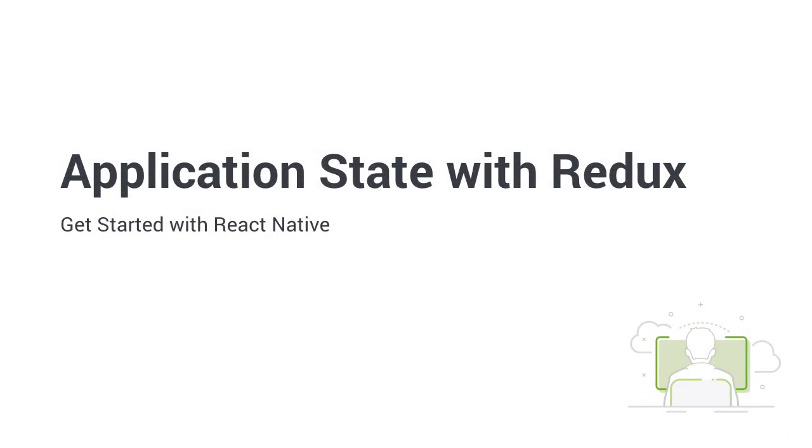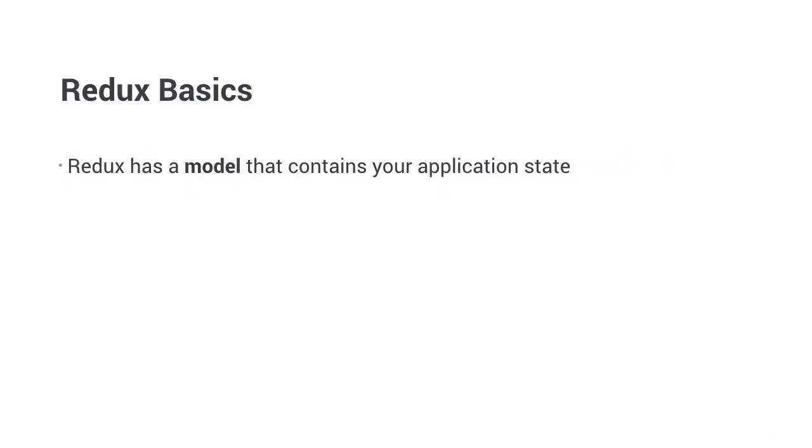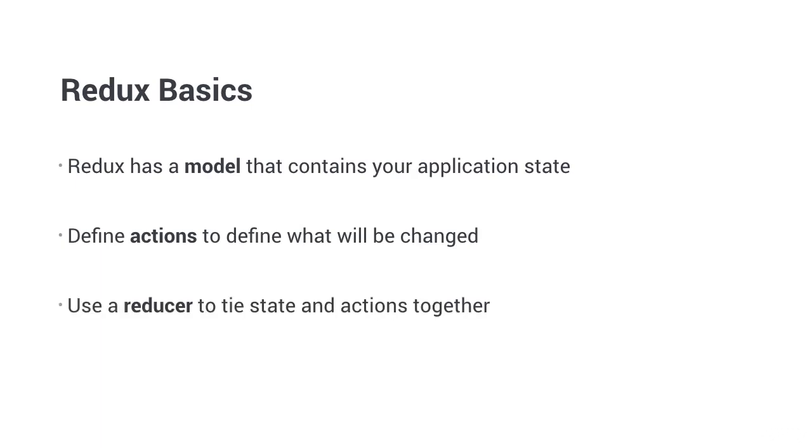In this lesson, I'm giving you an intro to Redux, which allows you to manage your application state. Redux is a powerful library and might seem scary at first, because it talks about stores, reducers and actions in its documentation. But it's actually really simple. It has a model that contains your application state, like a plain JavaScript object. To change it, you define actions that let you define what can be changed. Finally, a reducer ties state and actions together.